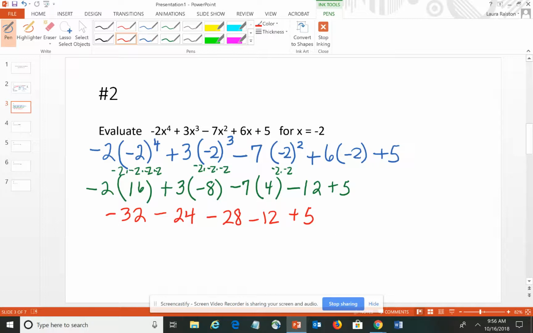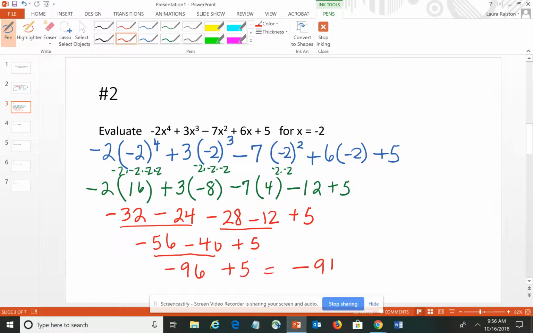So we have negative 32 plus negative 24. I'm going to go ahead and put those two together first. That gives me negative 56. Minus 28 minus 12 is minus 40 plus 5. Let's see, minus 56 and minus 40 make minus 96 plus 5 equals negative 91 is your final answer. Okay, again, you can plug it into your calculator and should be able to get the same answer.